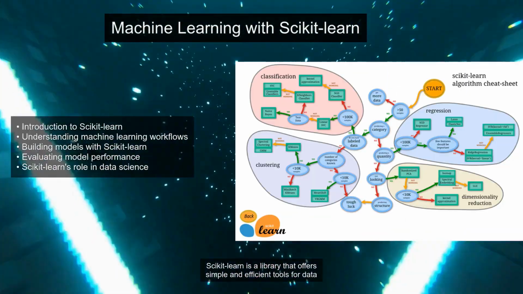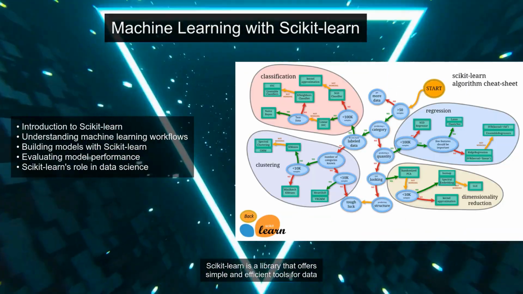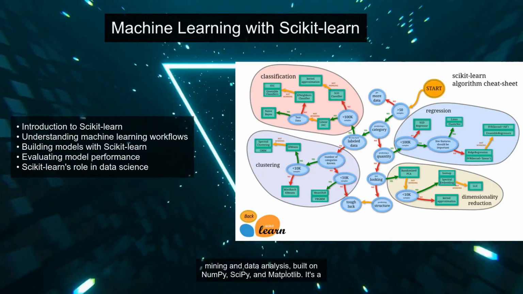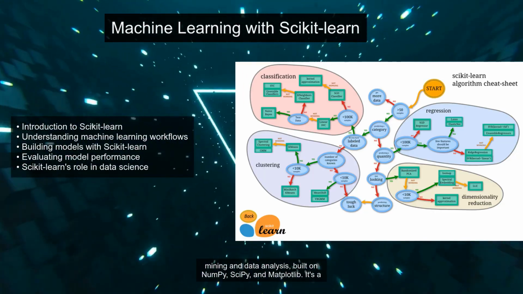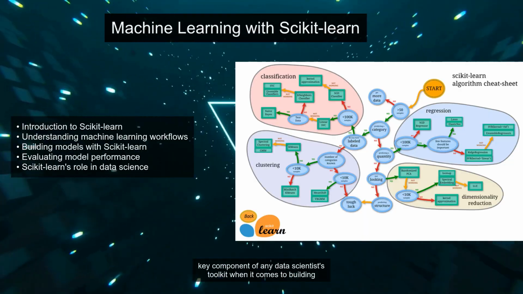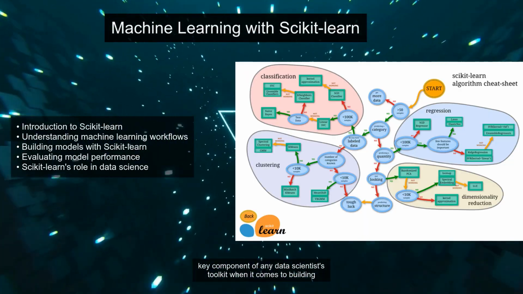Scikit-learn is a library that offers simple and efficient tools for data mining and data analysis, built on NumPy, SciPy, and Matplotlib. It's a key component of any data scientist's toolkit when it comes to building machine learning models.